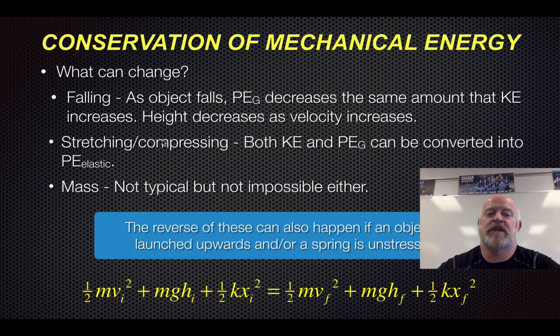We could also have things that are stretched or compressed. As you stretch or compress things, we're going to change this x value here. So this could start small and become big, or it could start big and become small, either way. And as you're changing these, both your kinetic energy and gravitational potential energy could be converted into elastic potential energy. As you fall, we always convert into velocity or kinetic energy. As you stretch or compress, it's possible that you convert into kinetic energy and gravitational potential energy, depending on how that is changing.